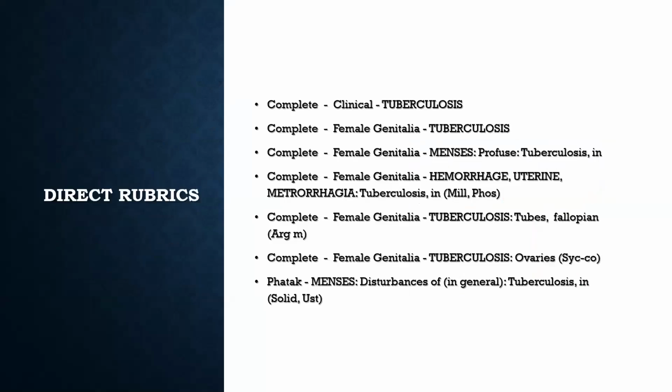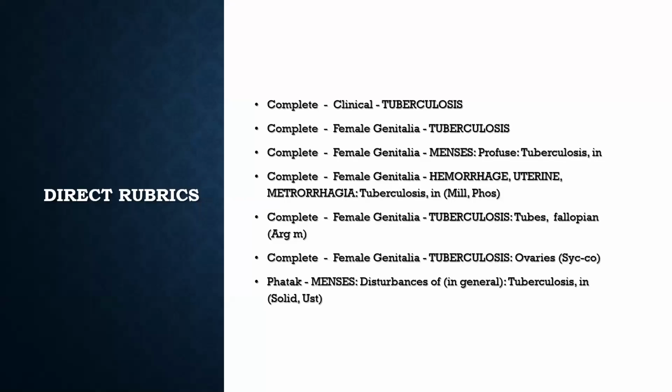We'll see the rubrics. If you see, there are a few direct rubrics. In the Complete Repertory, go to the chapter Clinical, and you will find the rubric tuberculosis as such. This tuberculosis is not meant for female genitalia only. It is a generalized one. Maybe pulmonary, maybe female genitalia, anything you can take that particular rubric. That is Complete Repertory, chapter Clinical, tuberculosis. Then, sorry, Complete Repertory, female genitalia, tuberculosis again. Then Complete Repertory, female genitalia, menses, profuse, tuberculosis in.